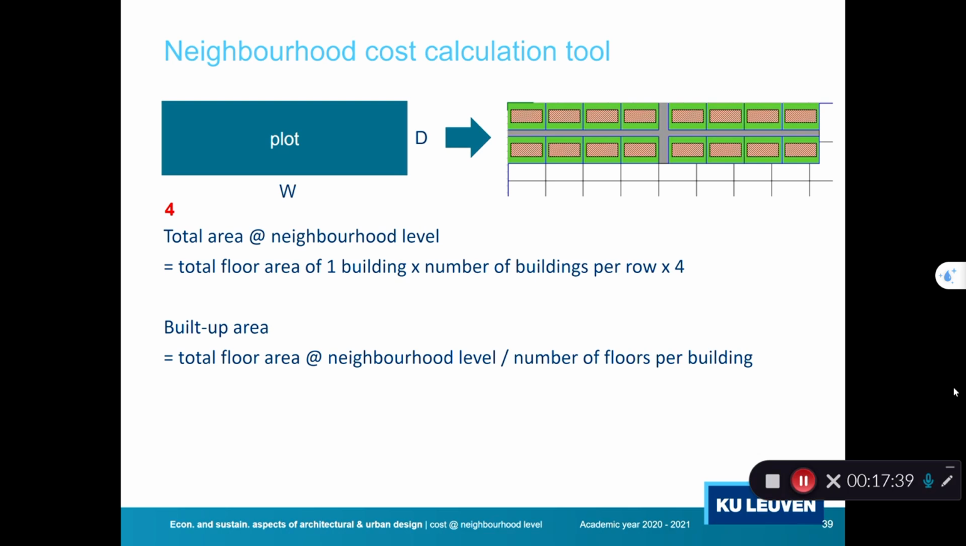So if you have a building with 4 floors, you need to add up the total floor area of all these floors. So the total floor area at neighborhood level is the total floor area of one building multiplied by the number of buildings per row and by 4 because we have 4 rows. And the built-up area is then the total floor area divided by the number of floors per building because these are the same for all the buildings in our fragment.